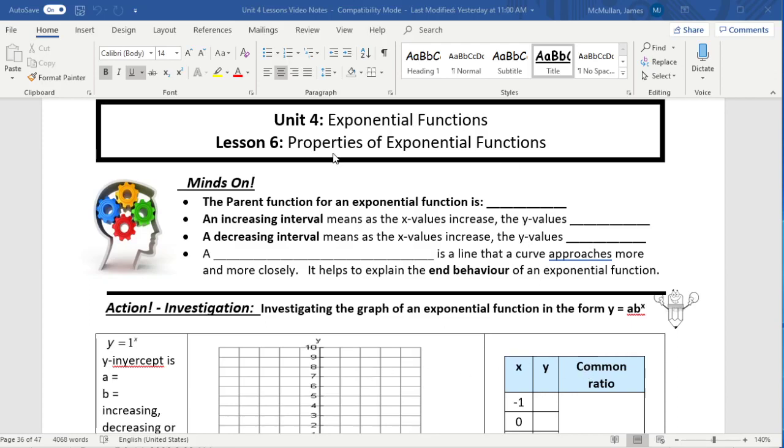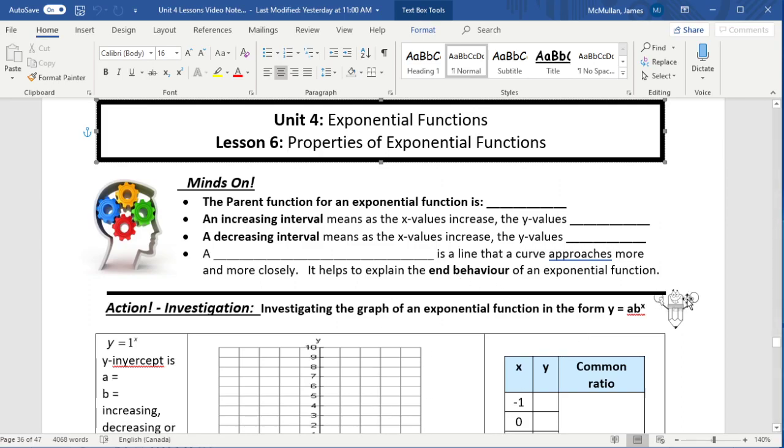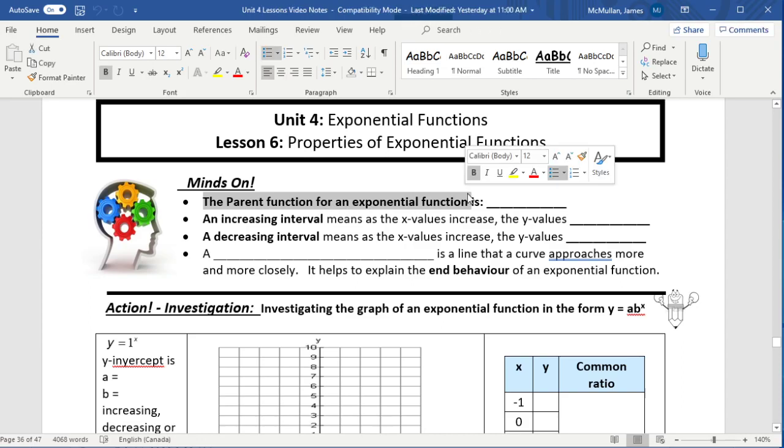Today's lesson is on properties of exponential functions, where we're looking at how to graph an exponential function. I sort of showed some exponential functions yesterday, but I didn't talk too much about how they are graphed or how to create them.